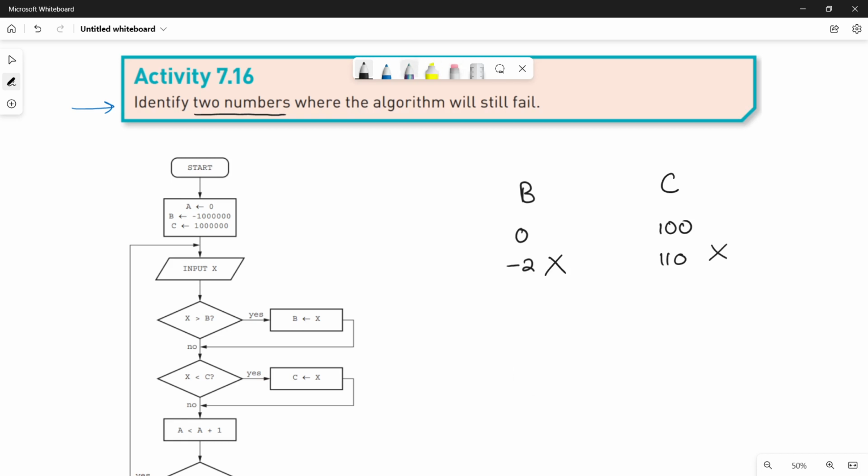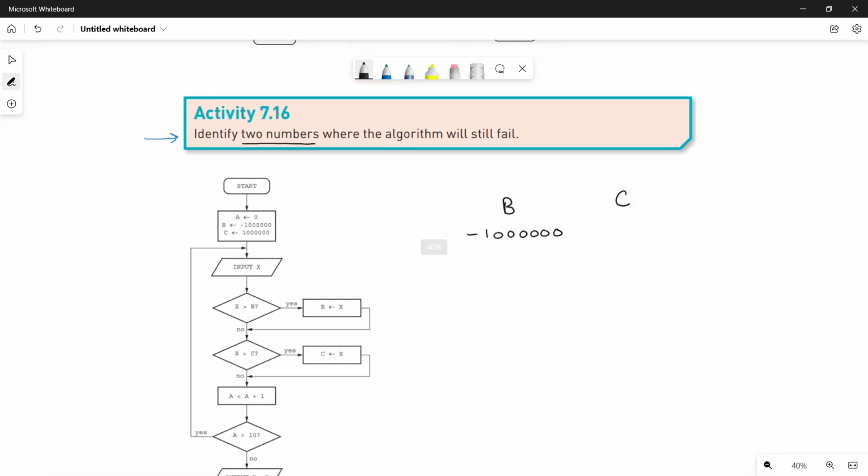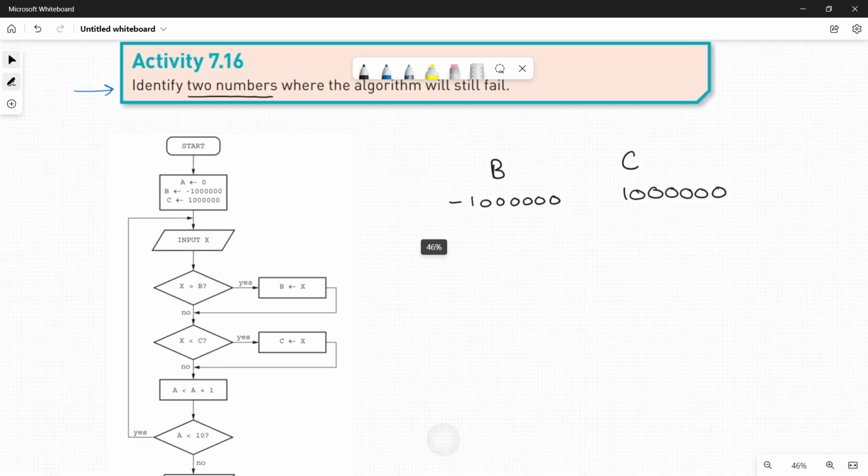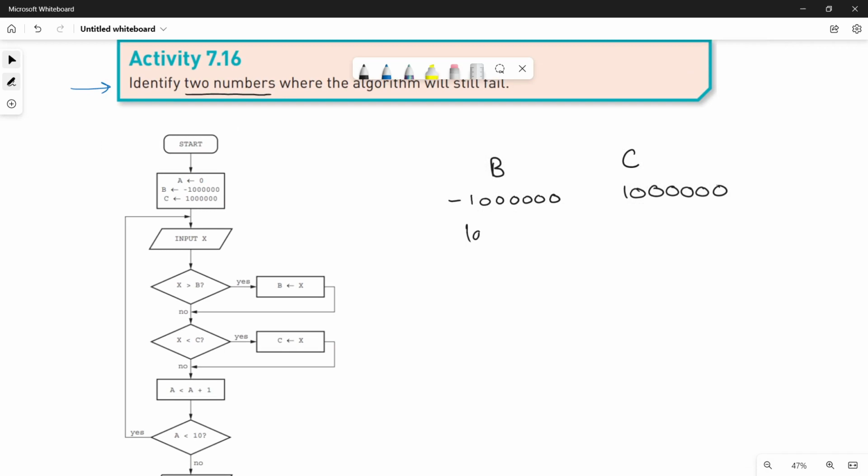Now, same goes for this example. Let's write down the range first that we have set for the smallest variable and the largest variable. The variable b was set to minus 1,000,000, and variable c was set to 1,000,000. It's a positive number. Now, b is going to identify the largest value of your test data, and c is going to identify the smallest value of your test data. And keep in mind that these two values are already being set by your flowchart for your largest and smallest variable.